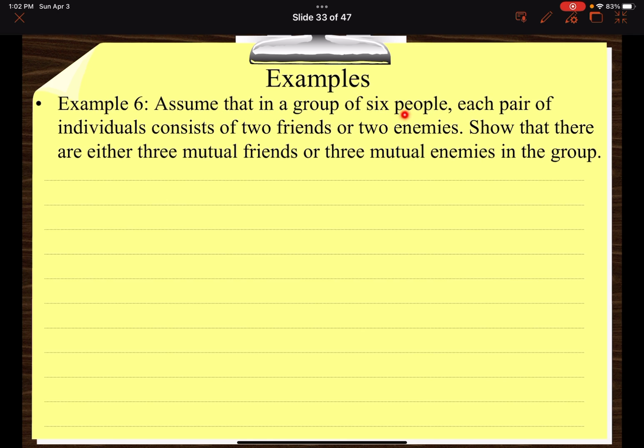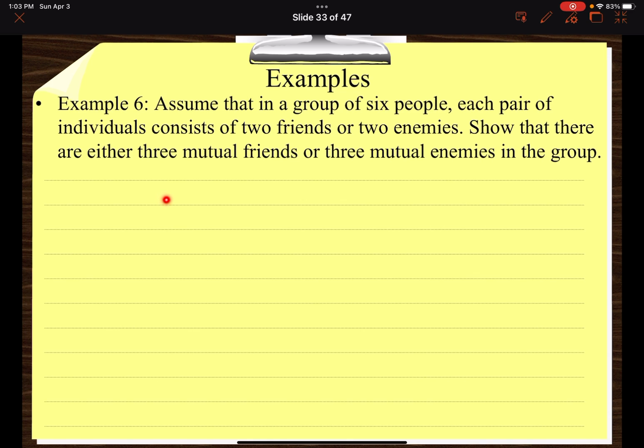Assume that in a group of 6 people, each pair of individuals consists of 2 friends or 2 enemies. So basically we have 6 people, and if you choose any pair, you can classify them as either friends or enemies. The question is: show that there are either 3 mutual friends or 3 mutual enemies in the group.